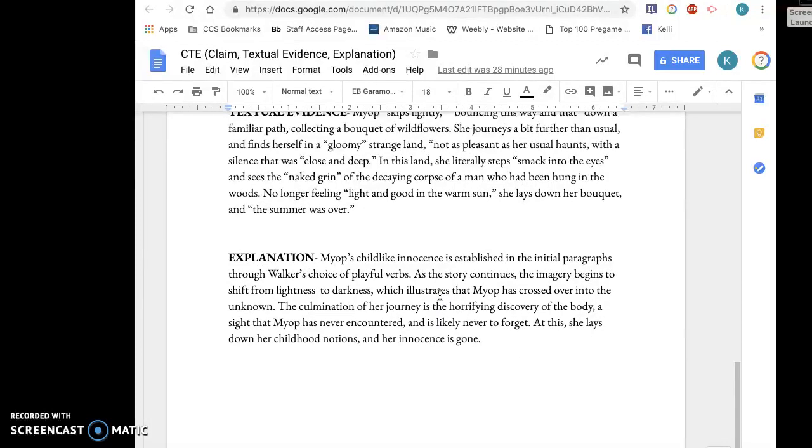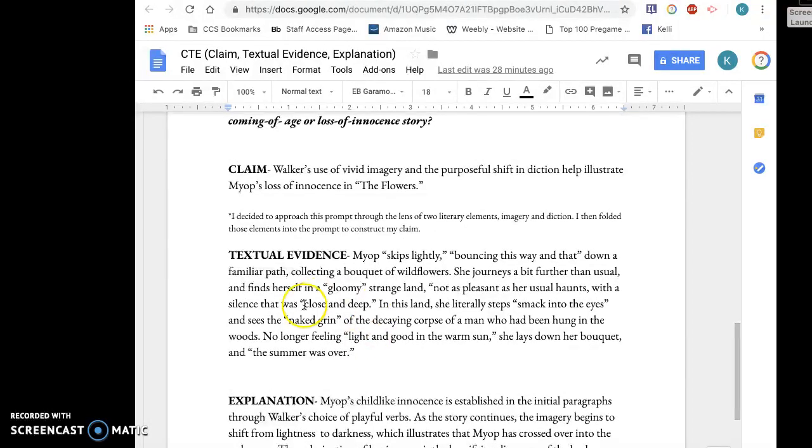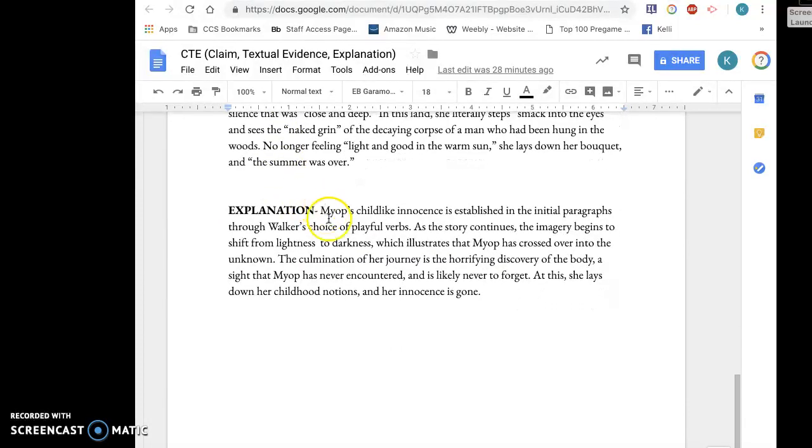Now, it's not enough for me to just use the text here. I've got to explain how that connects to my thesis. So how does my textual evidence here help provide support for my claim? So I wrote that her childlike innocence is established in the initial paragraphs through Walker's choice of playful verbs. As the story continues, the imagery begins to shift from lightness to darkness, which illustrates that Mop has crossed over into the unknown. The culmination of her journey is the horrifying discovery of the body, a sight that Mop has never encountered and is likely never to forget. At this, she lays down her childhood notions, and her innocence is gone.